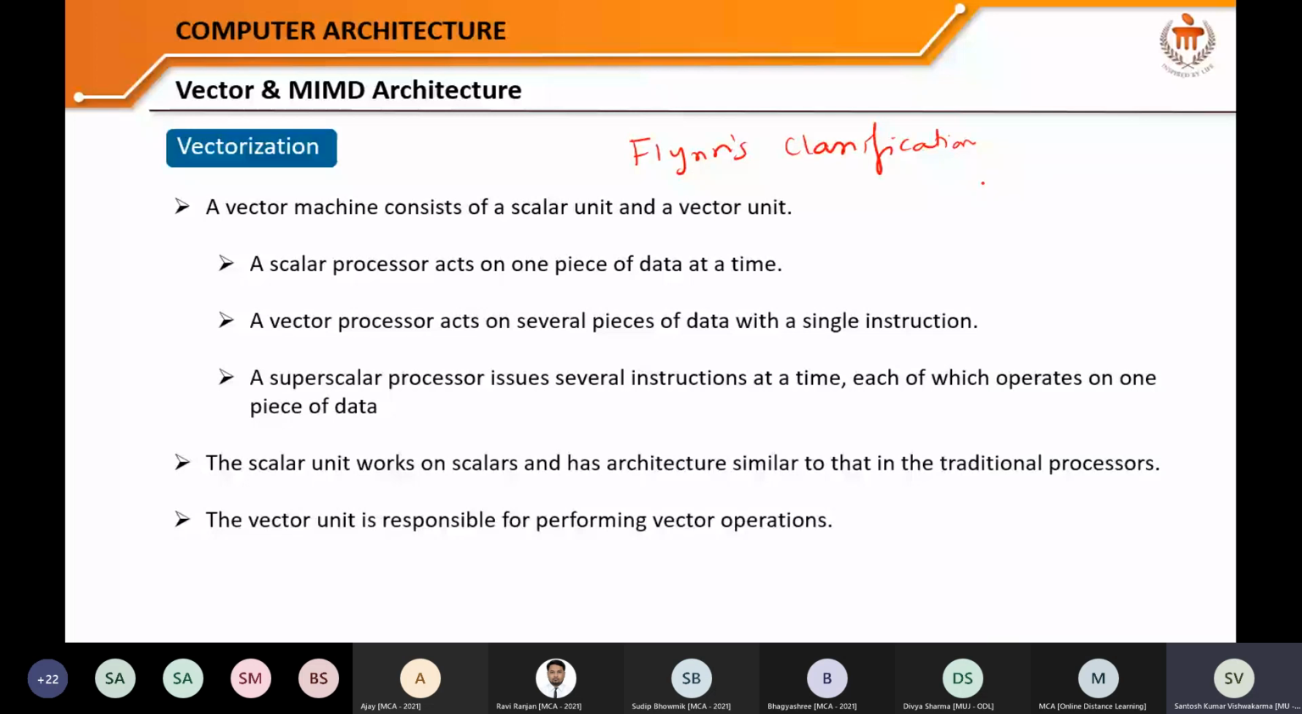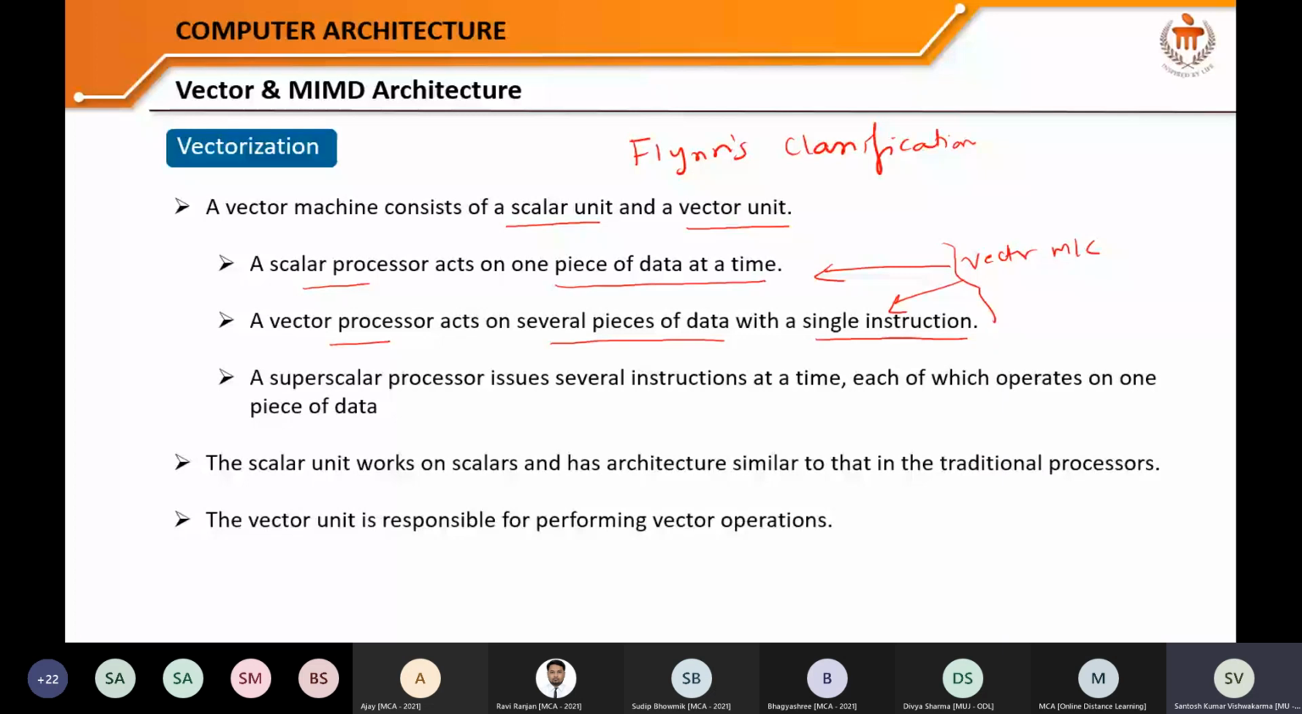A vector machine consists of a scalar unit as well as a vector unit. A scalar processor, as all of you know, acts on one piece of data at a time. In the case of a vector processor, it acts on several pieces of data with a single instruction. Any vector machine is a fine-tuned combination of both; it may be a combination of scalar and vector units. Although there are different variations, according to your syllabus we'll talk about the Cray-1 computer system architecture.